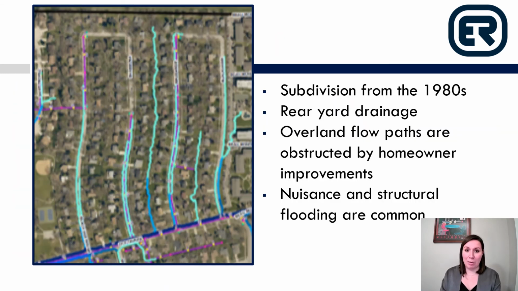In this example, a subdivision that's about 40 years old has had decades of fences and sheds that have narrowed or completely blocked the overland flow path. This has resulted in numerous drainage complaints. And with that, I'm going to hand things back over to Jenny.